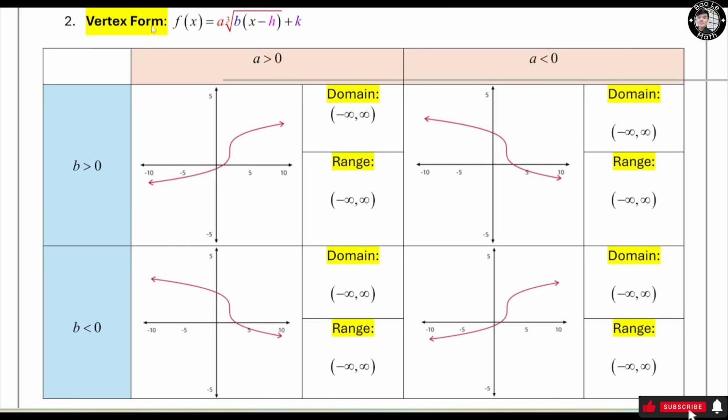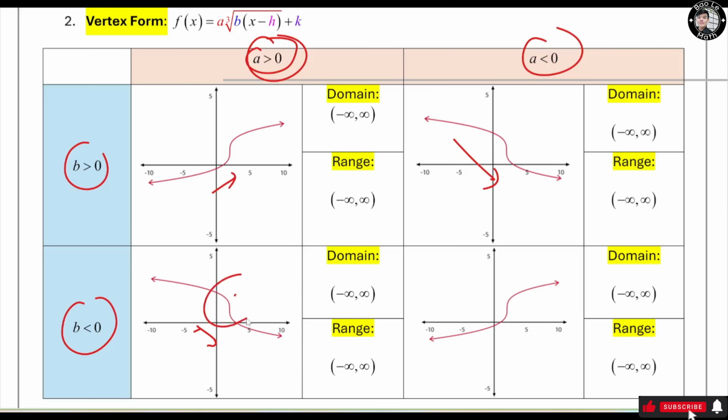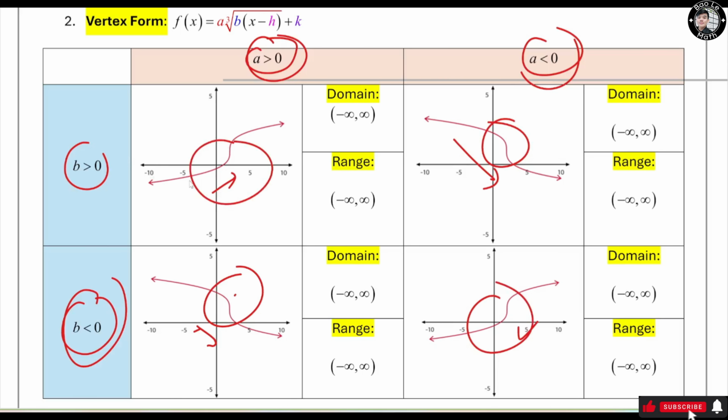Now here's the vertex form of the cube root function. It's going to be a times the cube root of b times x minus h, plus k. Now if a is greater than 0 and b is greater than 0, it's going to be this direction. If a is less than 0 and b is greater than 0, it's going to be this direction. If a is greater than 0 but b is less than 0, it's going to be this direction. This one and this one look the same, right? Now, if a is less than 0 and b is less than 0, it's going to be this direction, and this one looks the same too.